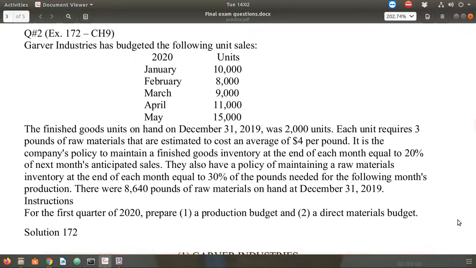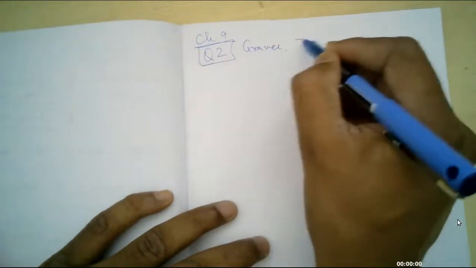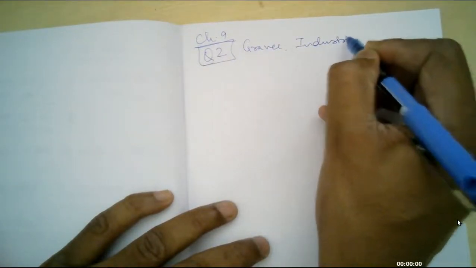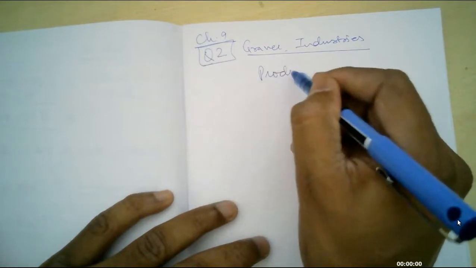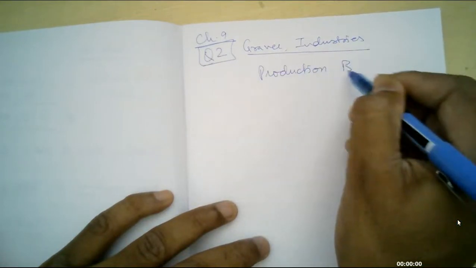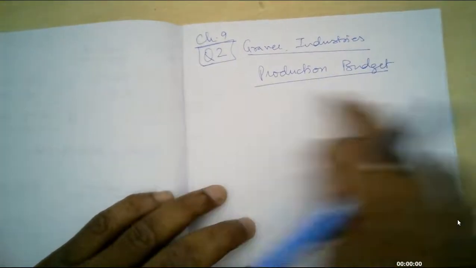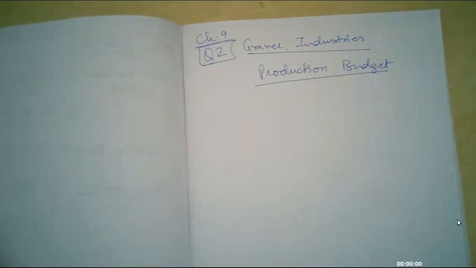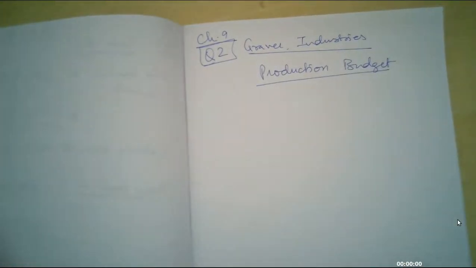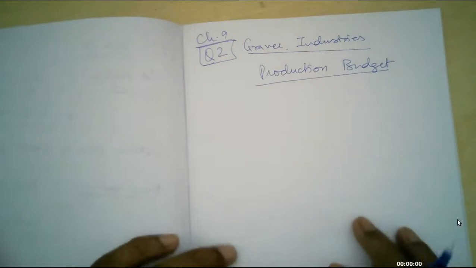Okay, so Graver Industries, production budget. Actually, for every budget, for the production budget, the sales budget, the materials budget, there will be a standard template. So it will be nice if you refer to that standard template. But you can also solve it logically.